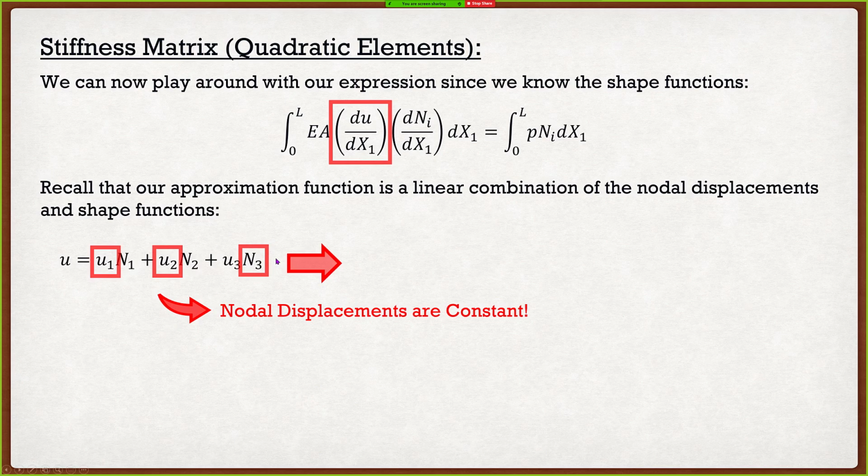I don't know why I have the shape function highlighted. It should be just u3 highlighted. Again, just one of those rookie mistakes that I've been making today.